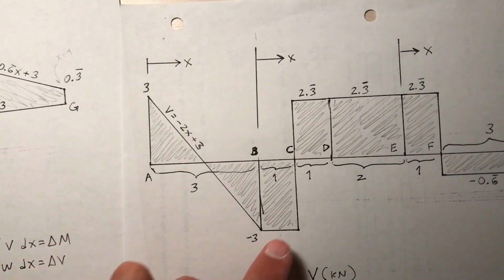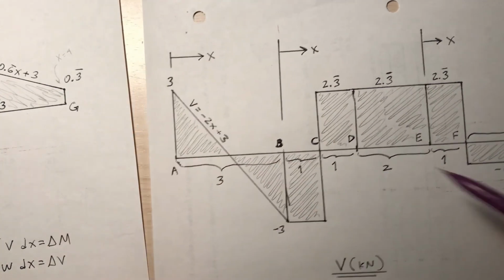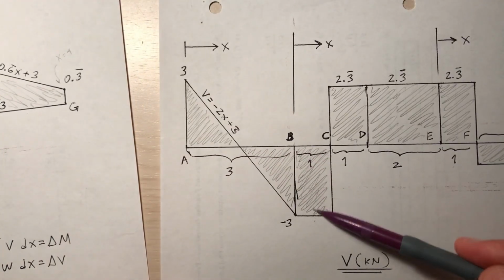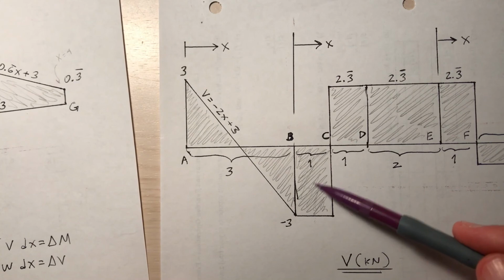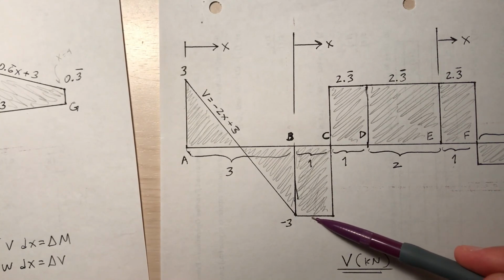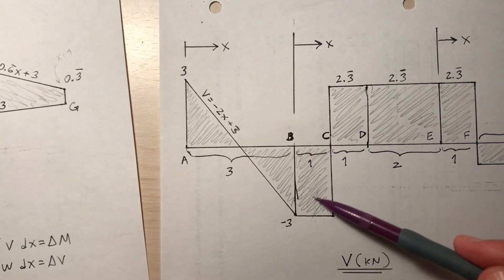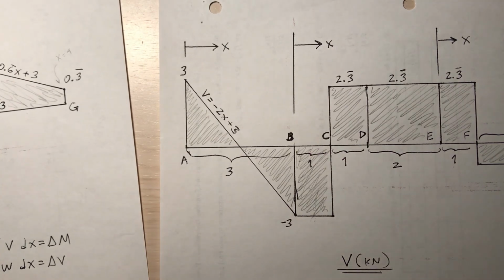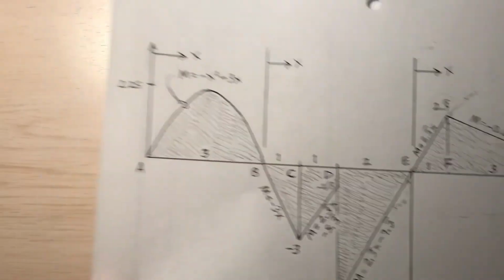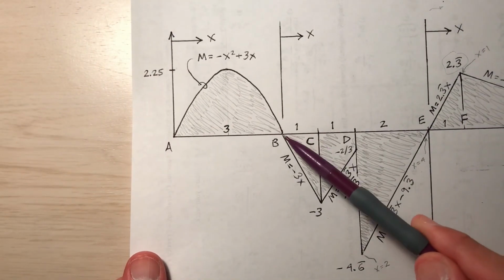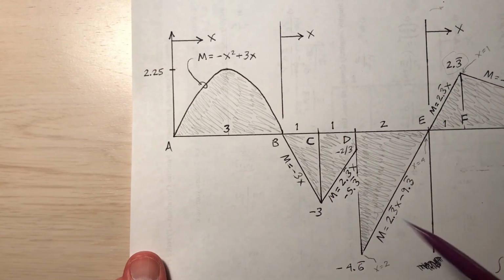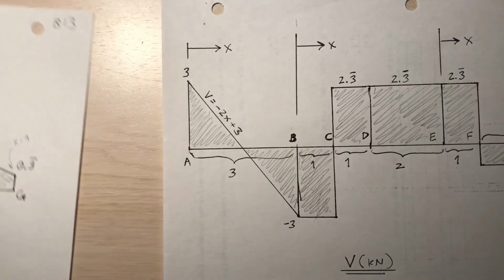Between B and C, what's the area of this rectangle? This one right here. What is that? Negative 3, isn't it? This value down here is negative 3, and it's got a width of 1. So the rectangle between B and C has an area of negative 3. What does that area represent again? Change in moment. So between B and C, there's a change in moment of negative 3. That seems to make sense.